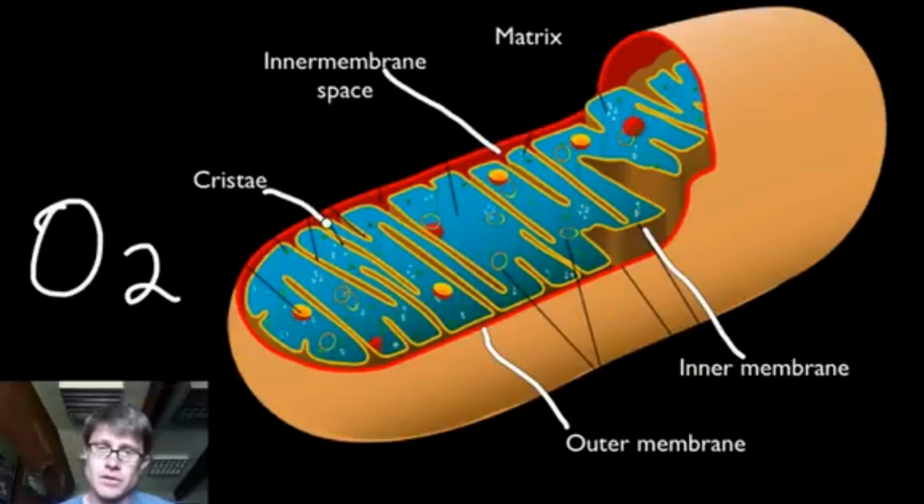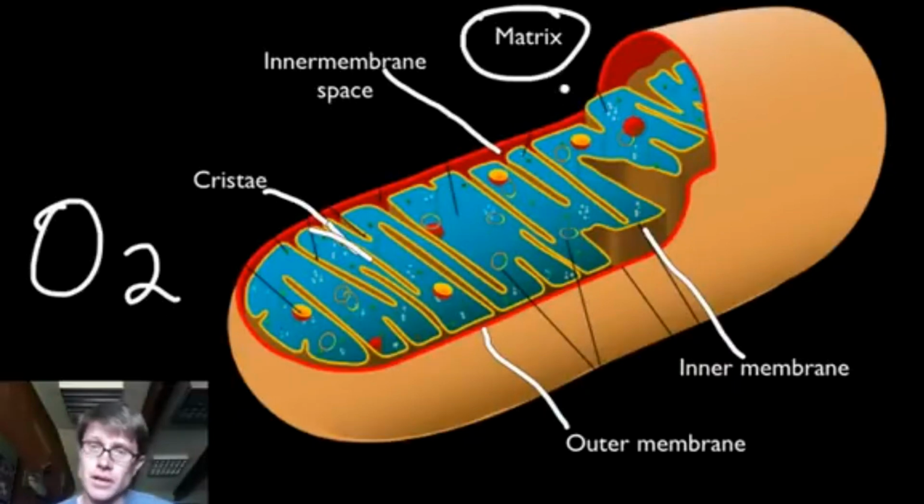And you see here that we have these folds that go on the inside of that inner membrane. And what that does is increase the surface area. But the last thing that we should become familiar with is actually called the matrix. Matrix is going to be the inside of the mitochondria.